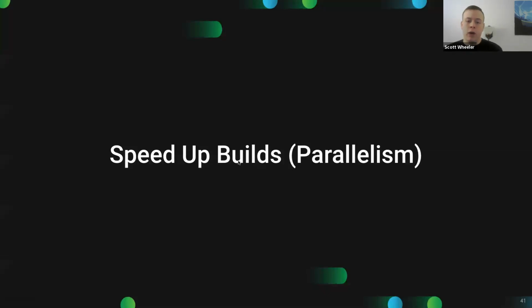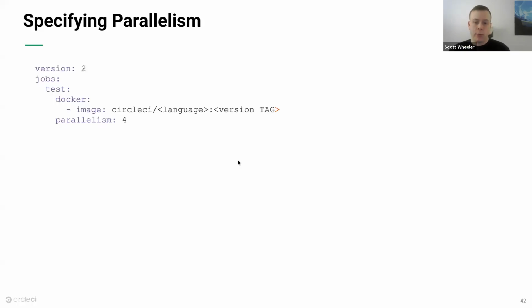Let's talk more about parallelism. To speed up builds using parallelism, we need to define the parallelism key with the number of containers you want the job to run with concurrently. In this example, we're running in Parallelism 4, so 4 containers will be running the job steps.